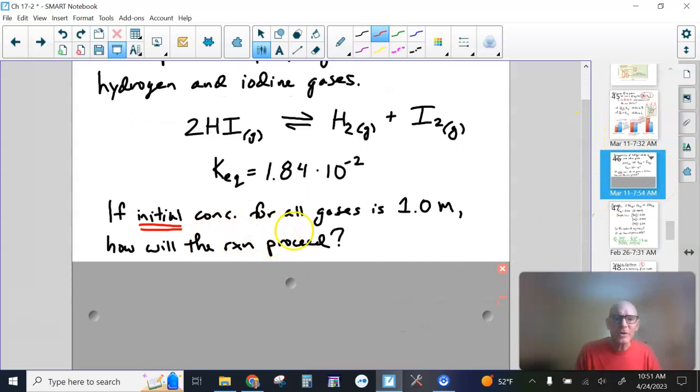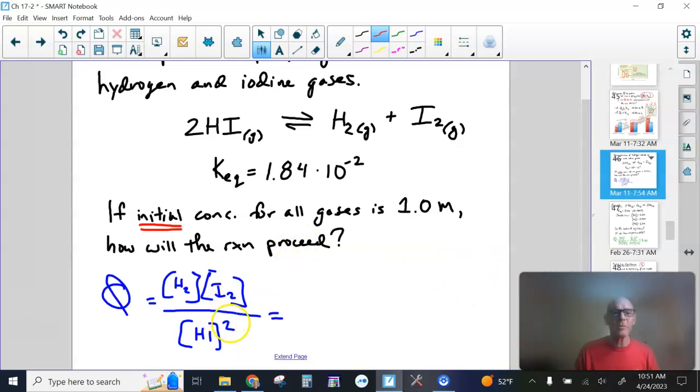If the initial concentration for all those gases is 1 mole per liter, how's the reaction going to proceed? First, write the equilibrium constant. Notice the only thing that's squared is the hydrogen iodide because of the coefficients, right? And let's put the number 1 in for all of those things.